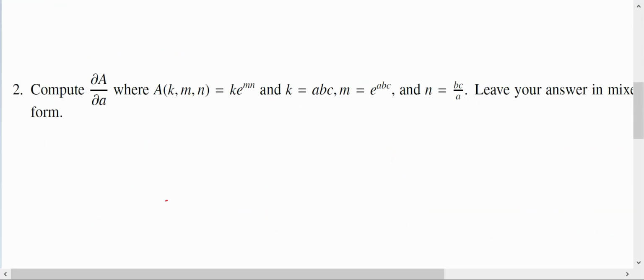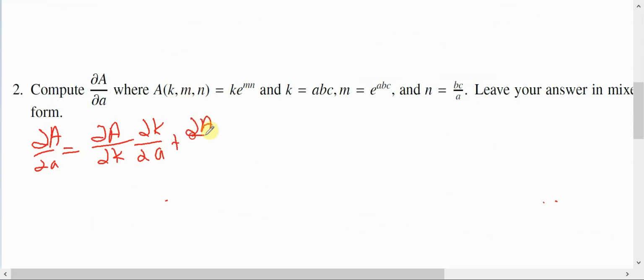This next one is going to require the chain rule. So I've got a new pen now. Anyway, I know I want to take the partial of big A with respect to little a. Well, I look at what big A is made up of: k, m, and n. So I'm going to take the partial of big A first with the first variable I see, which is k, and then I'll have to take the partial of k with respect to little a. Then add in the partial of A with respect to m, and then the partial of m with respect to a, and then the partial of A with respect to the last variable, which is n, and the partial of n with respect to a.